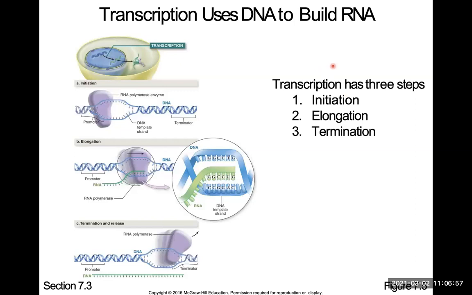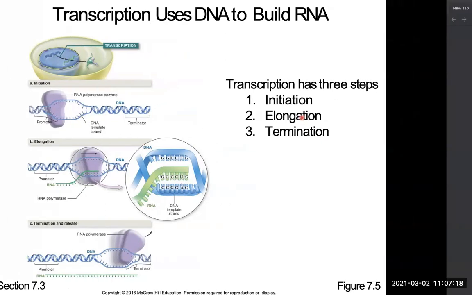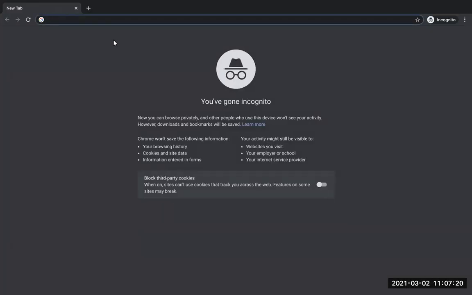So there are 3 steps to transcription: initiation, elongation, and termination. Initiation is where it starts. Elongation is when it keeps adding those base pairs. Termination is where it stops. So let me show you something before I go into detail for that.